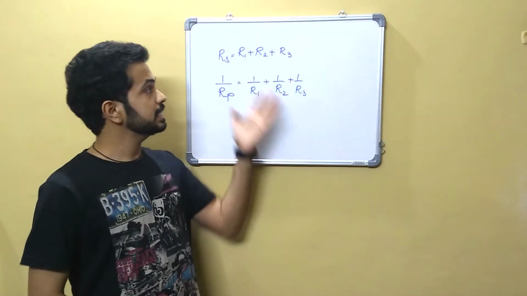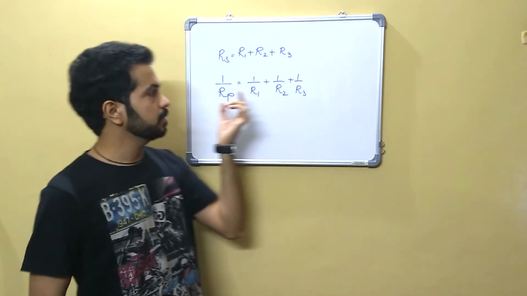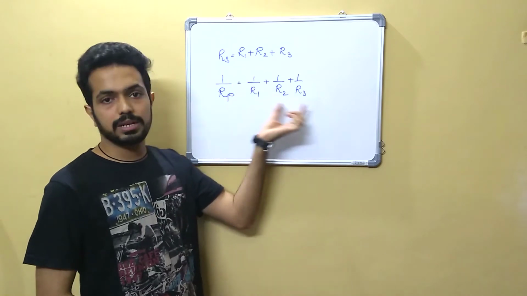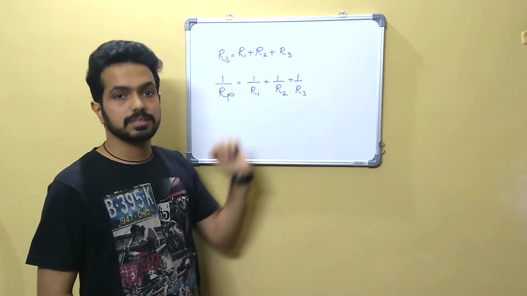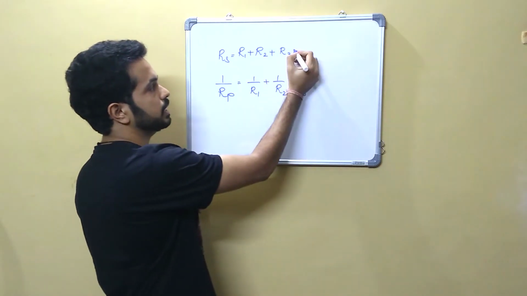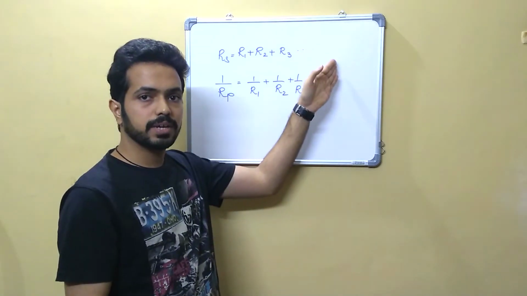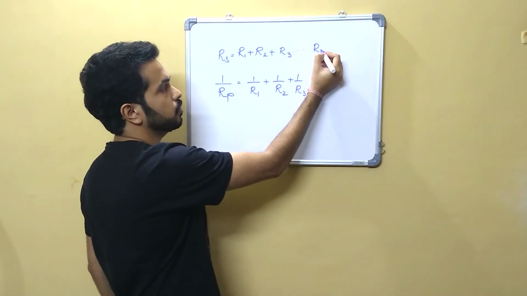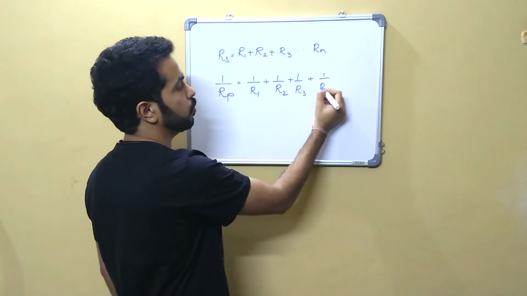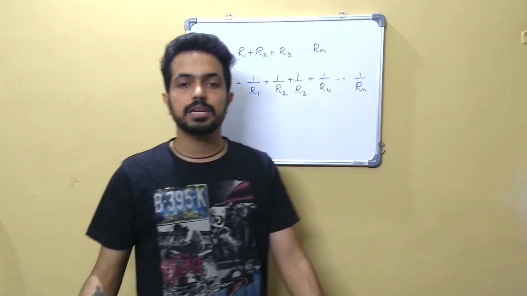We saw that in series, the equivalent resistance is the summation of the individual resistances, and in parallel, the equivalent resistance is the addition of the reciprocals, and you have to take the reciprocal again of that. Now this is only for 3 resistances. You can definitely increase it. Suppose you have 4 resistances, you can add plus R4 plus R5 up till Rn. So it can go for n number of resistors. And similarly over here, you can add 1 upon R4, 1 upon R5, again till 1 upon Rn for n number of resistors.